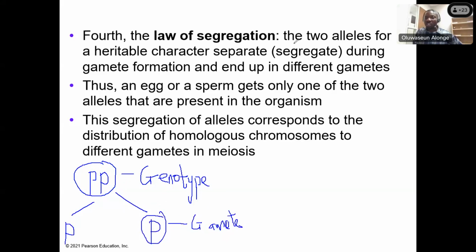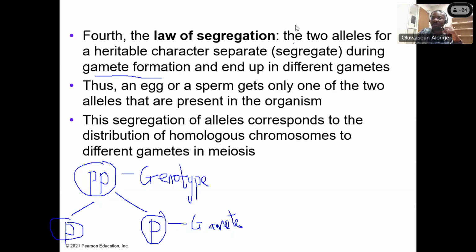So you see the two alleles. The genotype is also called alleles. Now, the two alleles for a heritable character separate first during gamete formation, and end up in different gametes. Thus, an egg or sperm gets only one of the two alleles that are present in the organism. This segregation of alleles corresponds to the distribution of homologous chromosomes, which you saw in meiosis.